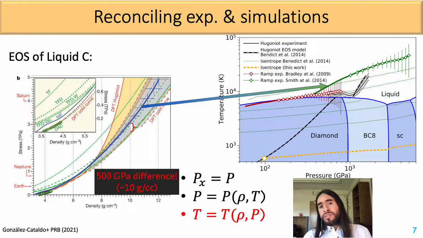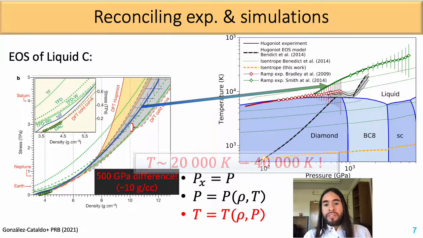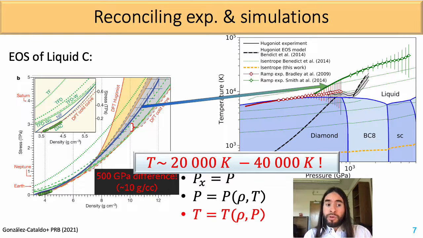But there are actually good reasons to believe that in the experiment the sample did not melt, it stayed solid, and having temperatures between 20 and 40,000 Kelvin for those densities and stresses may not seem plausible.